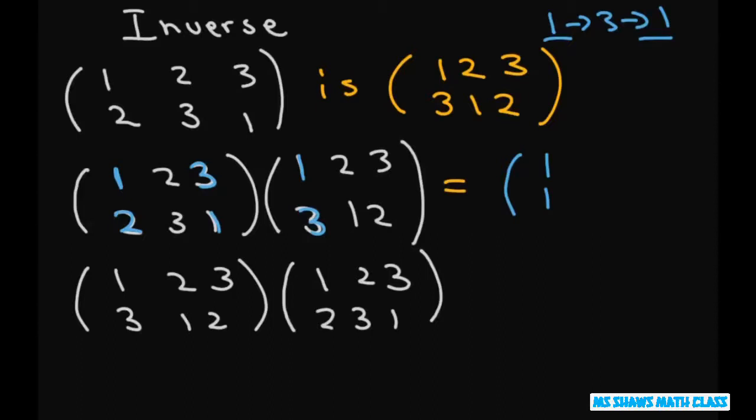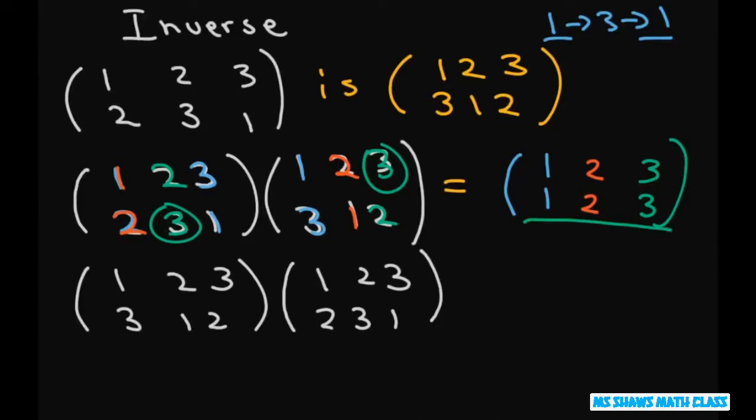So 1. And then we're going to go 2 maps to 1. So we start with 2, but 1 maps back to 2. All right, and finally for 3, 3 maps to 2, but 2 maps to 3. Remember reading it right to left. So that goes back to 3. 3 goes back to 3. And this is your identity. So that means this is the inverse.